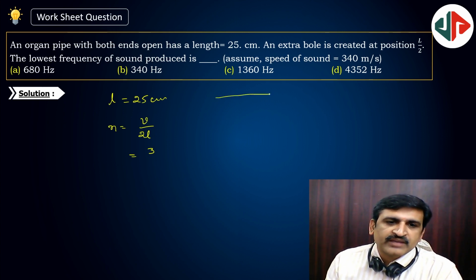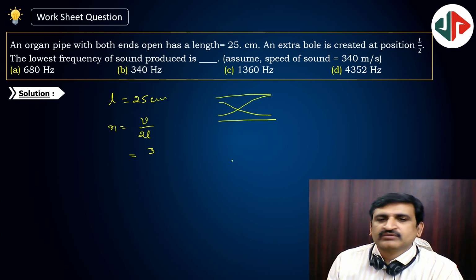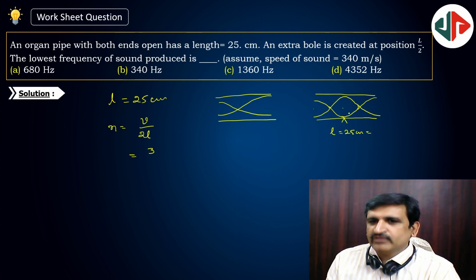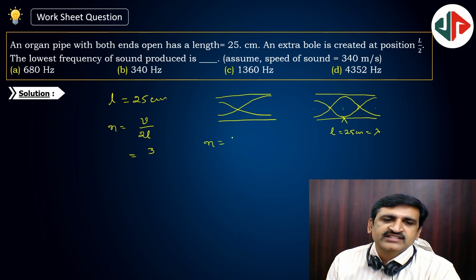See, if it is a pipe, usually it will come like this, open pipe. But if you open at the middle, an additional antinode will come. If you open here, then an additional antinode will be generated here. So the system will come like this. So what will be the wavelength? L is equal to 25 centimeters, that is equal to antinode to antinode lambda by 2, antinode to antinode lambda by 2, so lambda equals 25 centimeters. And I can have frequency N is equal to V by lambda.